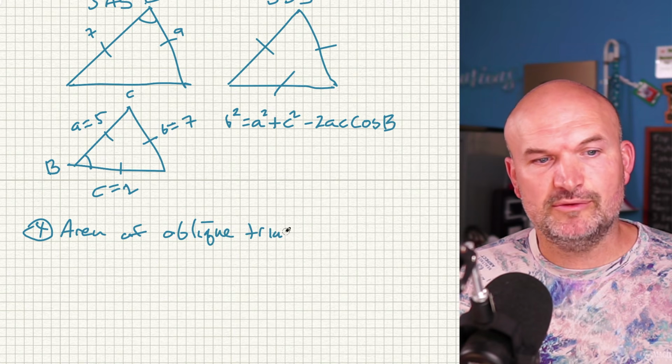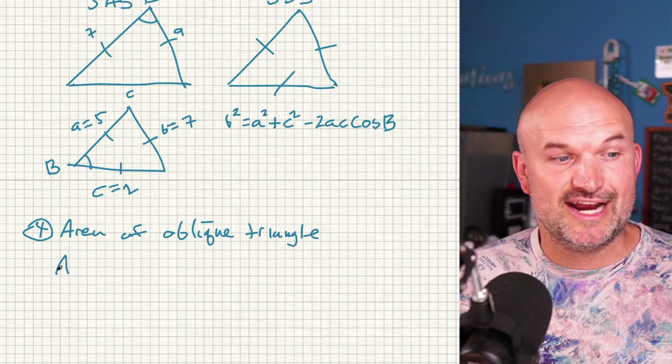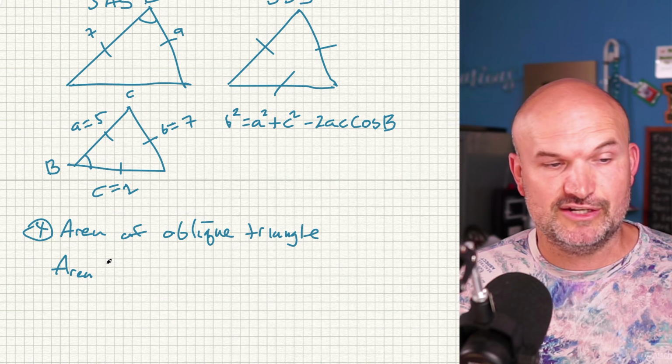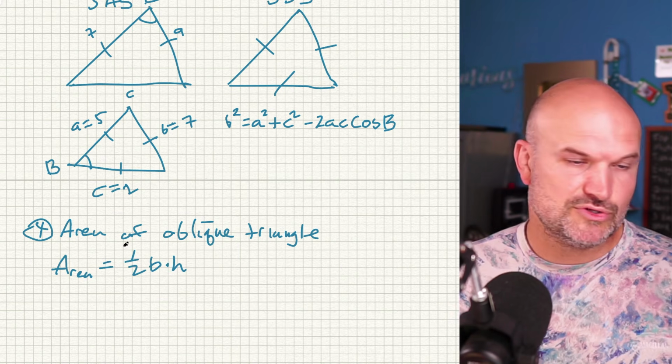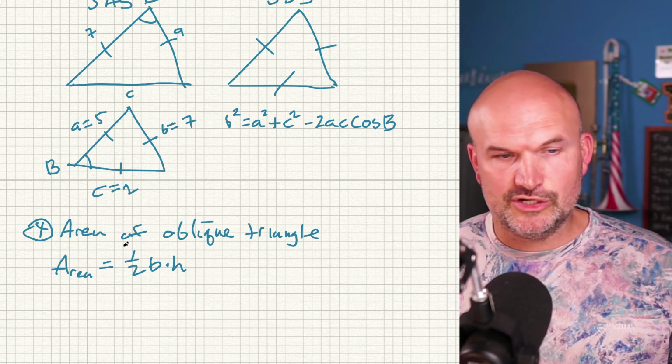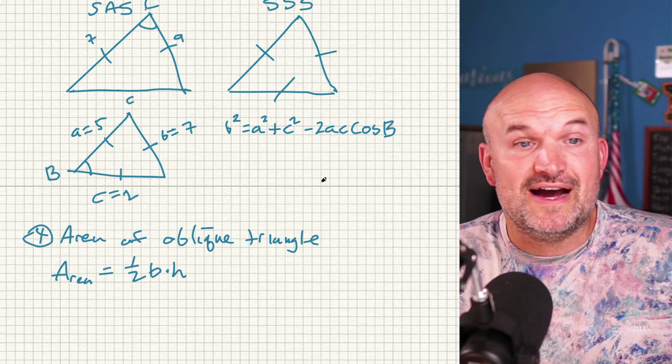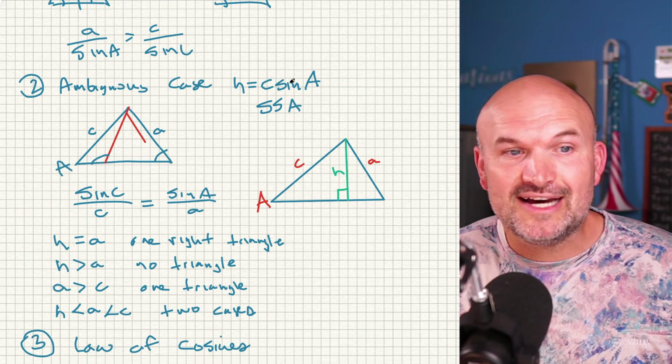Now, for the area of an oblique triangle, most students remember the area of a right triangle, or actually of any triangle, is 1/2 base times height. So if you have the base and you have the height, then you're good to go. Now, could you find the height of the triangle? Yeah, I showed you how to find the height here, right?